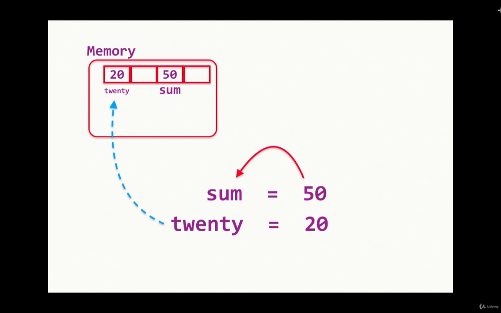We need not explicitly define the data type of variables as we have to in many other languages like C and C++. Python automatically sets the data type of a variable by looking at the value of the variable.